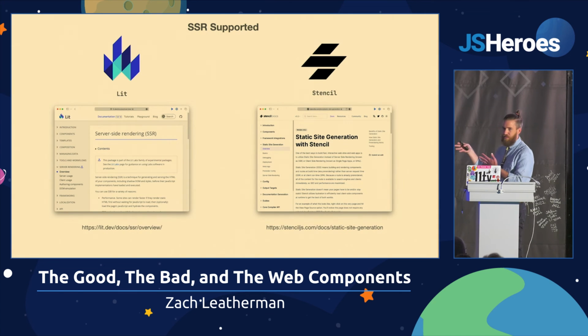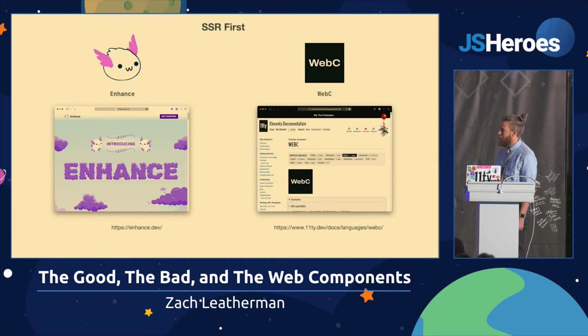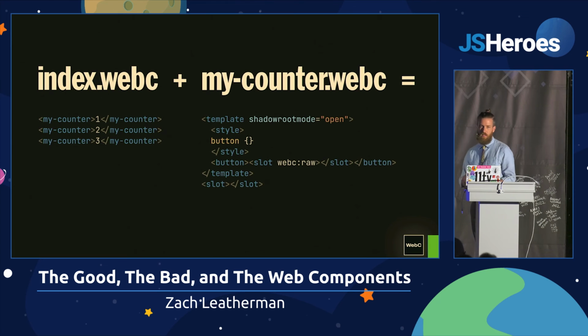So, Lit and Stencil, both first-party web component implementations and libraries, they have server-side rendering methods. You can check those out if you're using those. Enhance, if you go to enhance.dev, that's another one that treats server-side rendering of web components as a first-party thing. And WebC is the one that I work on in 11ty. But Enhance and WebC do similar things. And I do want to go through just a quick example of just the thing that I built. Yay, that solves the problem of this talk. Sorry. There's a problem. I solved it.